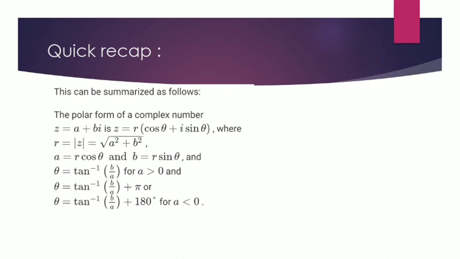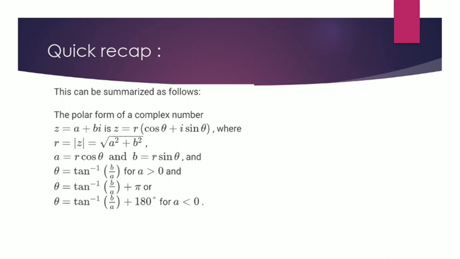The polar form of complex number z equal to a plus ib is z equal to r into cos theta plus i sin theta, where r equal to modulus of z, that is equal to root over of a square plus b square. Here a equal to r cos theta and b equal to r sin theta, and theta can be written as tan inverse of b by a, where a greater than 0, and tan inverse of b by a plus 180 degrees for a less than 0. Here 180 degrees can also be written as pi in case of radian measurements. Have a look at the quick recap once again and try to remember the formulas for conversion to polar form.